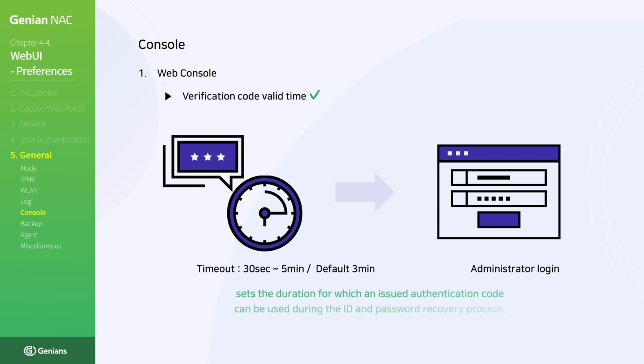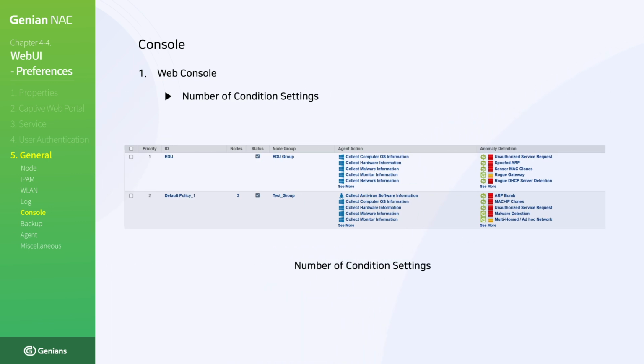The Find Username, Reset Password option configures authentication methods for recovering administrator account IDs and passwords. For ID recovery, available methods include email and SMS. For password recovery, methods include email, SMS, and security questions.